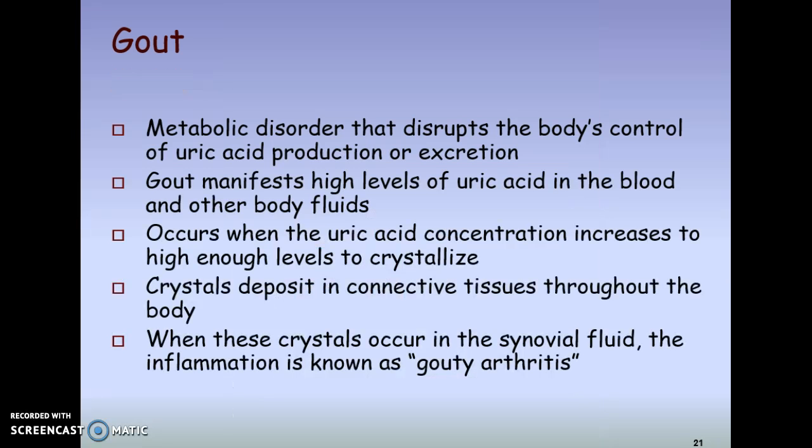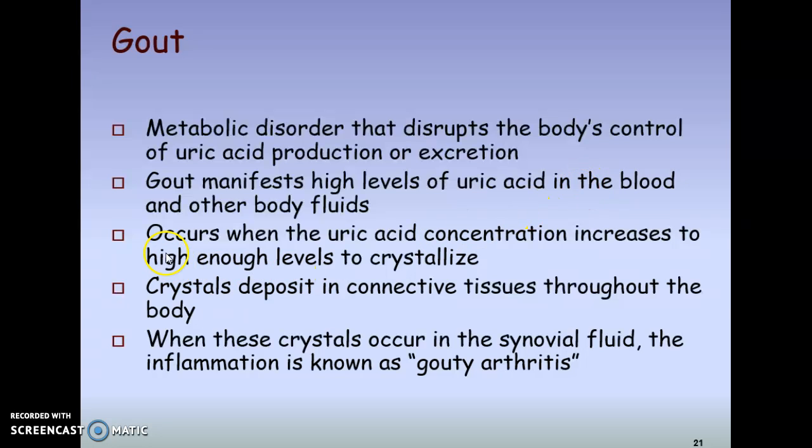All right, now gout is a metabolic disorder. You've got another video on this. That video is actually really good at describing what gout is. It's a metabolic disorder that disrupts the body's control of uric acid production or its ability to excrete it. So yes, this is metabolic, but it's going to manifest itself in the joints and in the muscles. So gout manifests high levels of uric acid in the blood and other body fluids.